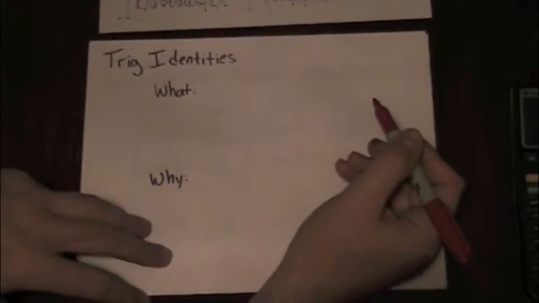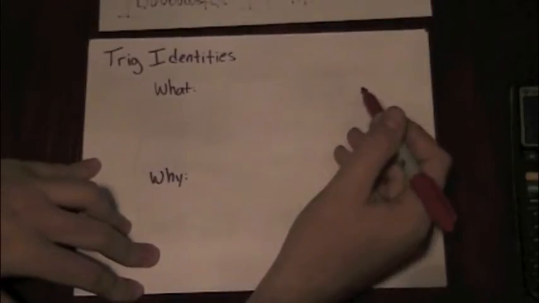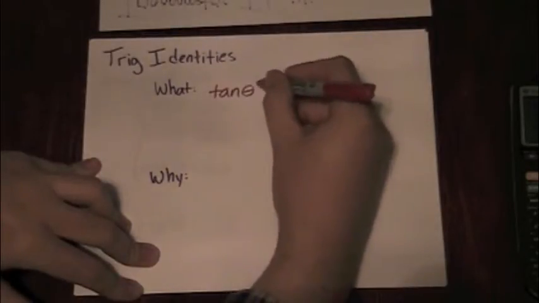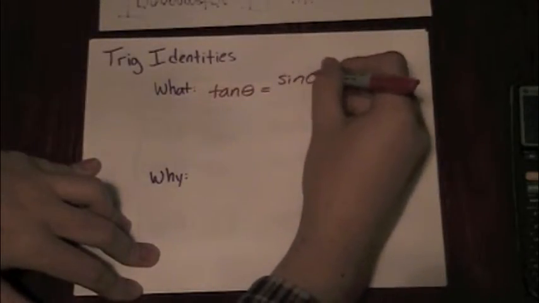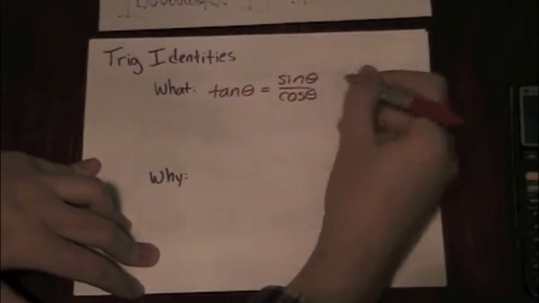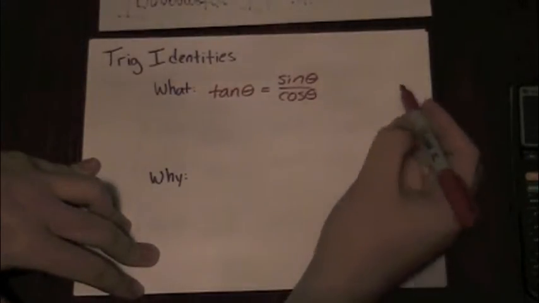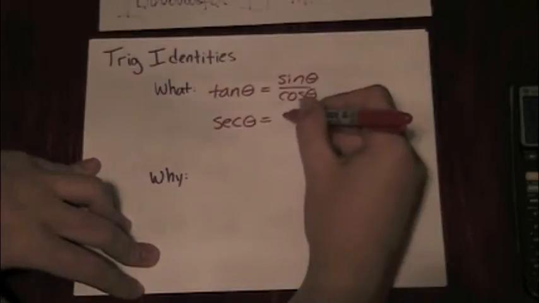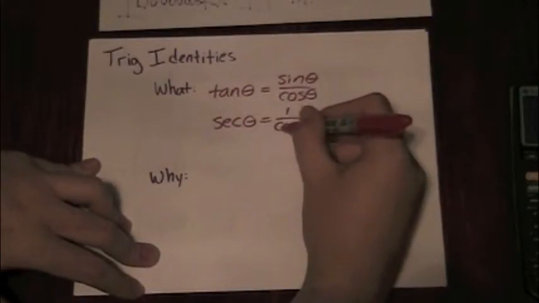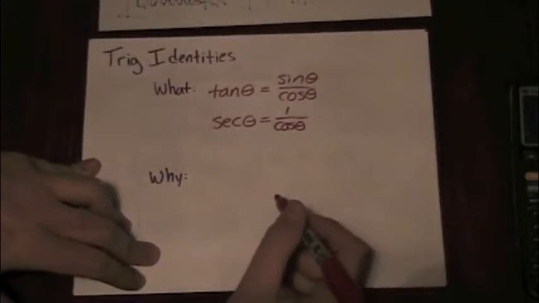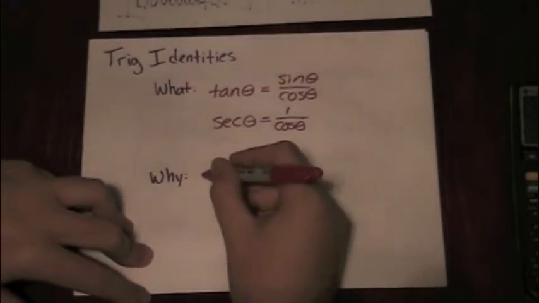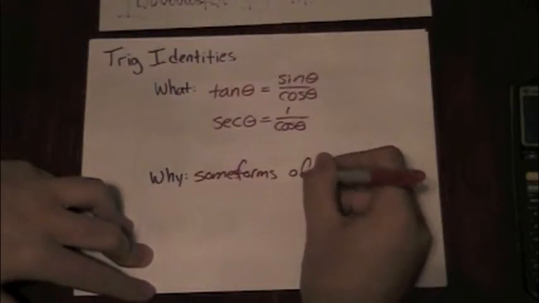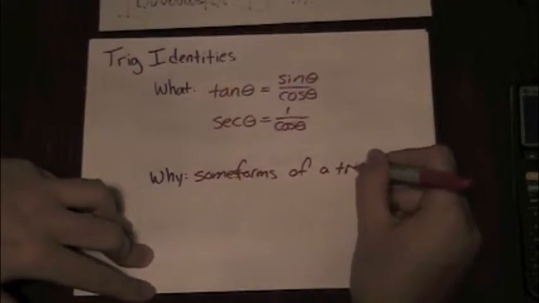We mentioned that identities are ways of dealing with two things that are the same. I just showed you that you know some already. The tangent of an angle is equal to the sine of that angle divided by the cosine of that angle. You know some identities that are based on definition. We know that the secant of an angle is equivalent to 1 over the cosine of that angle. The reason that we use these is sometimes some forms of a trig expression are easier to work with.